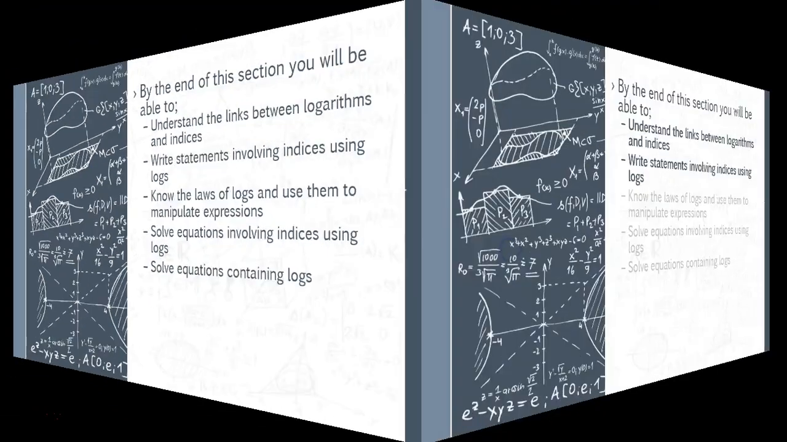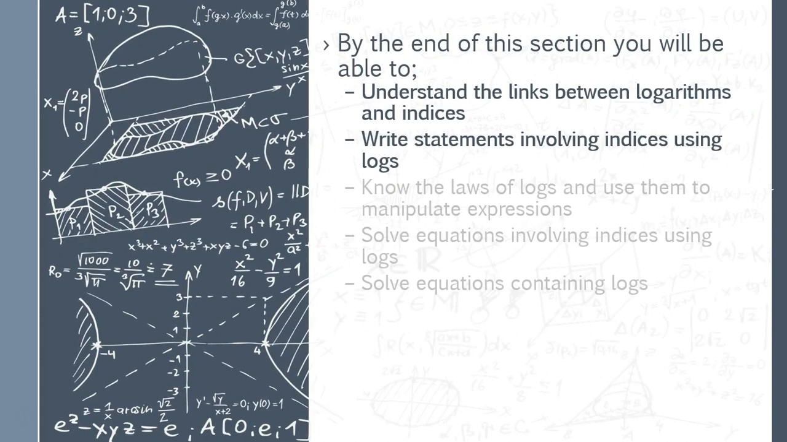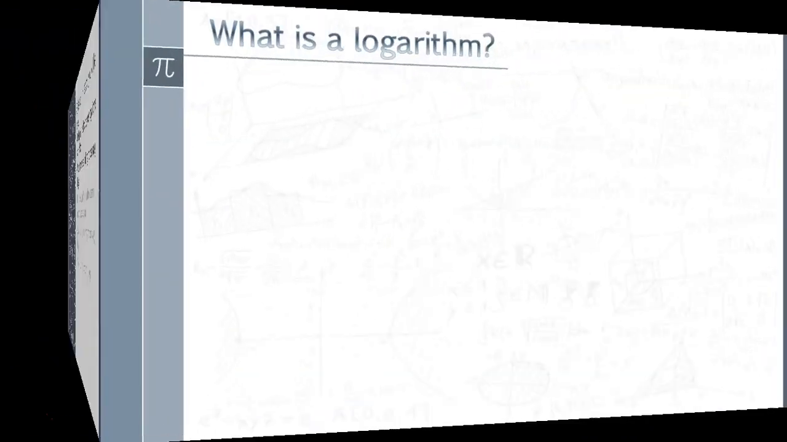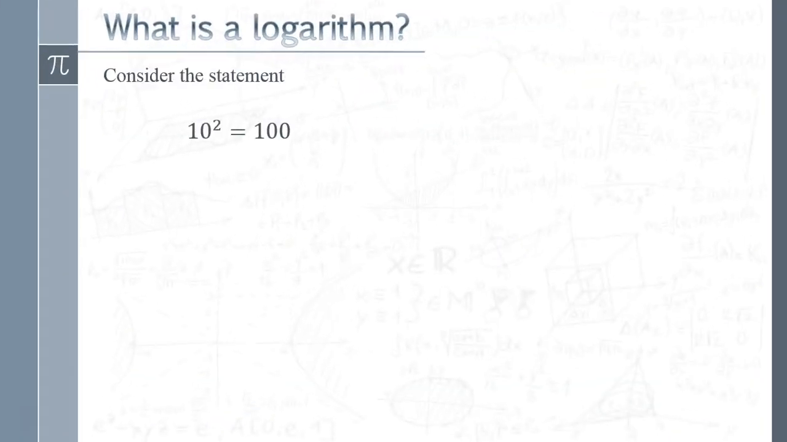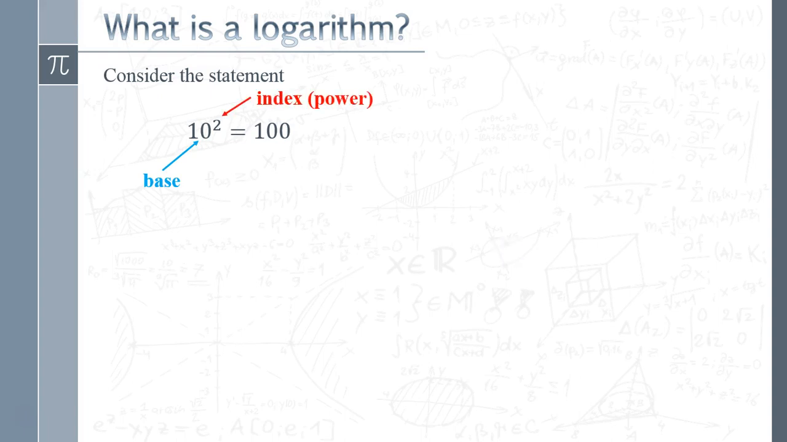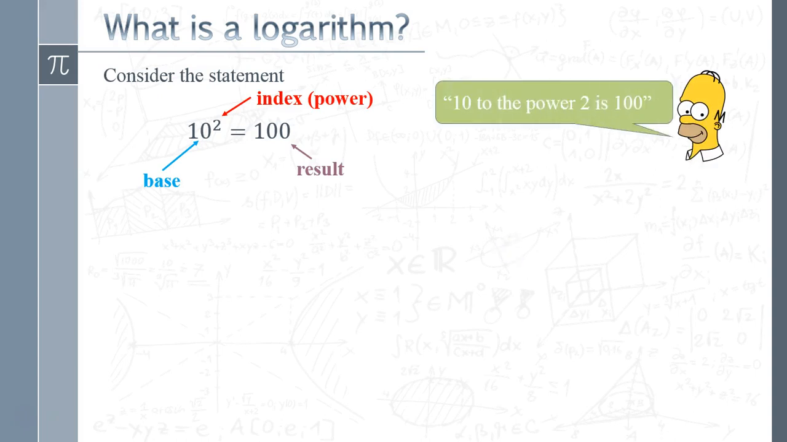So here we go. Right, we're going to have a look at what a logarithm is and how we go about rewriting statements involving indices or powers using logarithms. There's a statement that's all nice and straightforward. We've got 10 squared is 100, where the 10 is the base, the 2 is the power, the index, and you end up with the 100, that's the result. And there you go, I've enlisted the help of Homer Simpson on this one. So we're saying 10 to the power of 2 is 100.